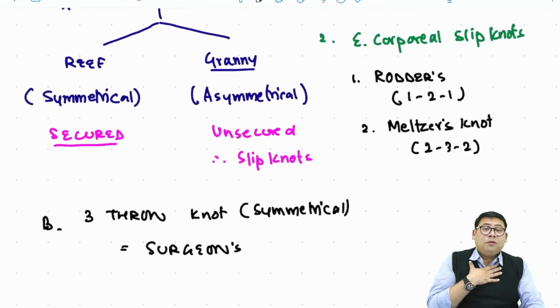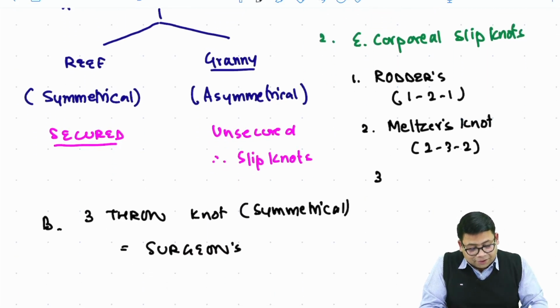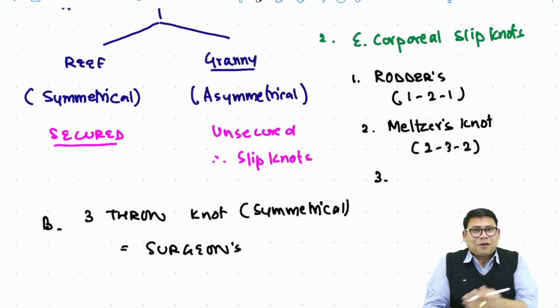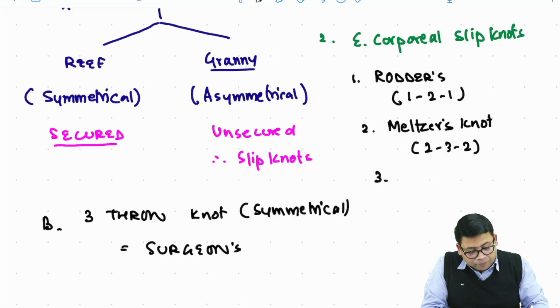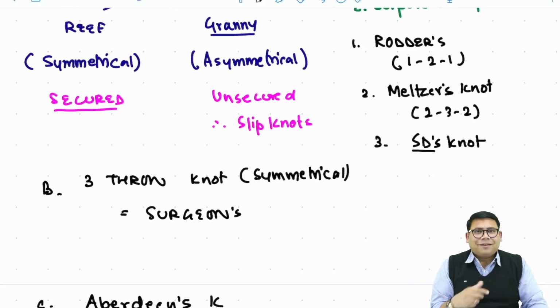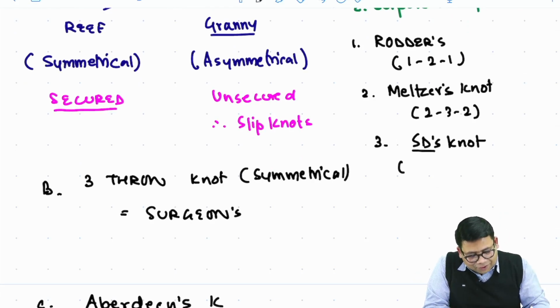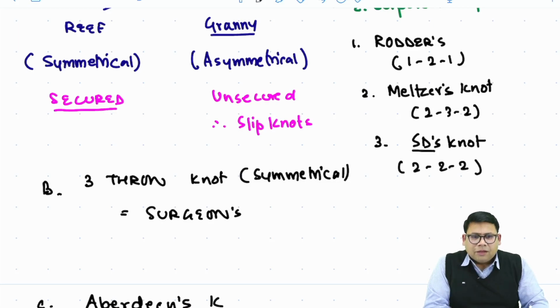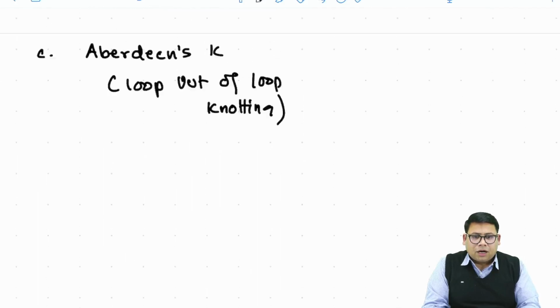Then I have my own knot configuration, which I proudly teach to my students who come for laparoscopic training to my institute. That's the SD's knot. It is nothing but a modified Melzer's knot. SD means my brand, you must have seen it everywhere. So it's a 2-2-2. We will be seeing them, but before that, let us try to understand how to identify a knot.